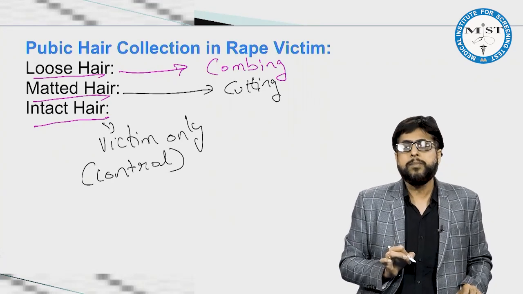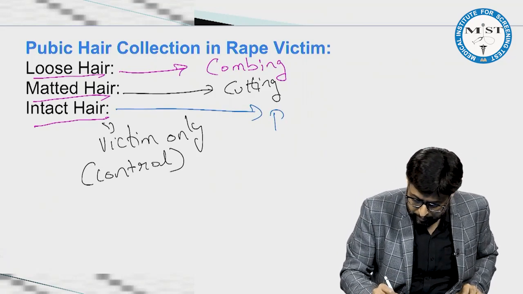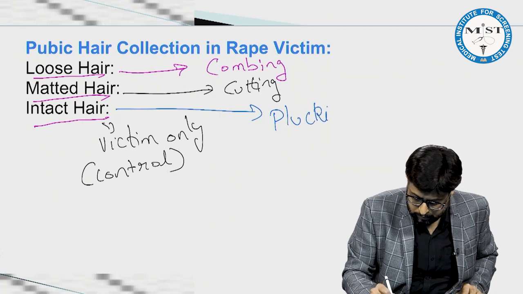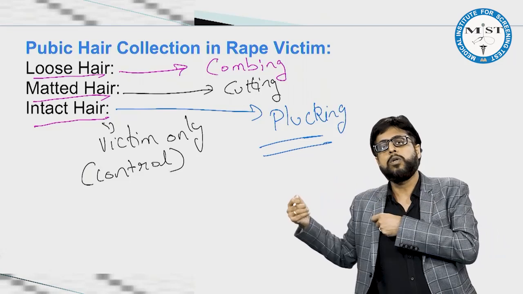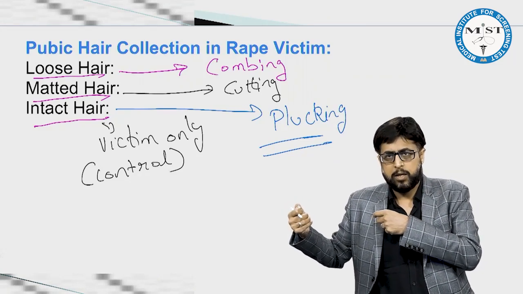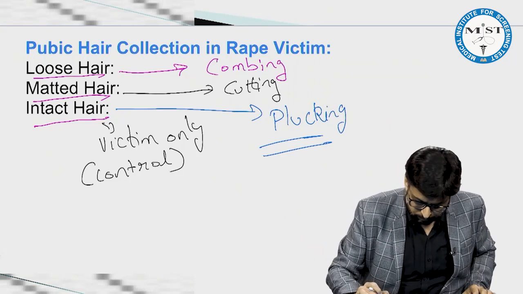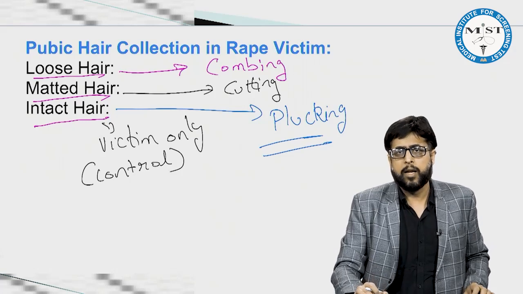How do you collect them? They are collected by plucking, so that they come out along with the hair root. So, this is how three different kinds of pubic hair are collected in a rape victim.